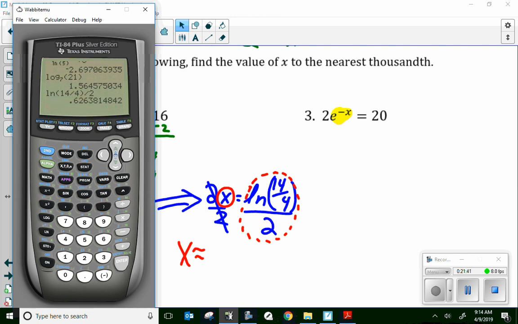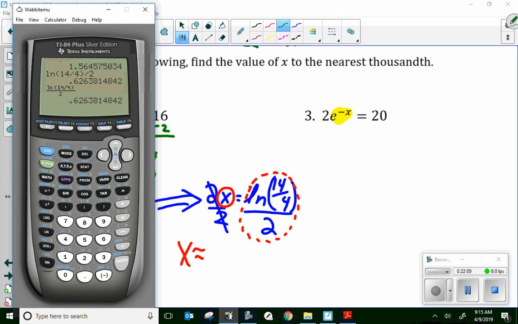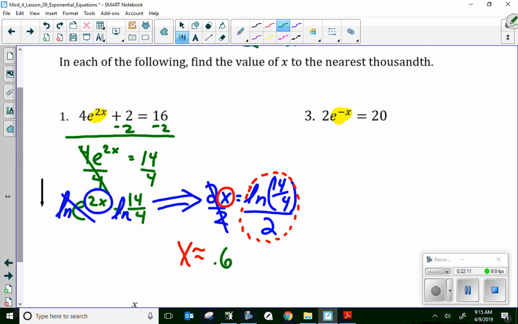Just for fun, let me use the fraction function and make sure I didn't have to put parentheses around that top ln. I shouldn't have, but 14 divided by 4, all divided by 2. 0.626. Same deal. That's why I always, by default, use that fraction function, because that line in the middle of your fraction will automatically separate your numerator and denominator. You don't need to use parentheses. So you have 0.626.